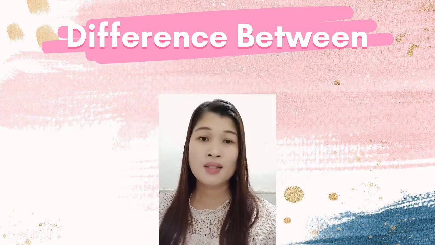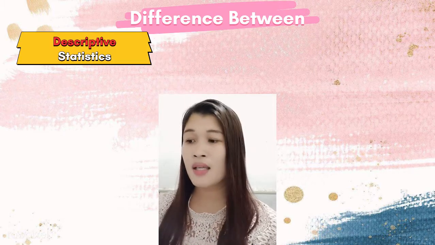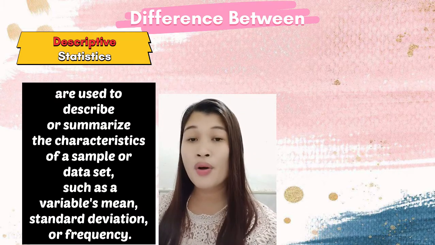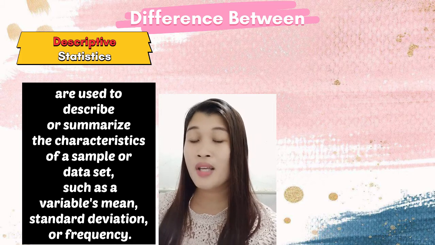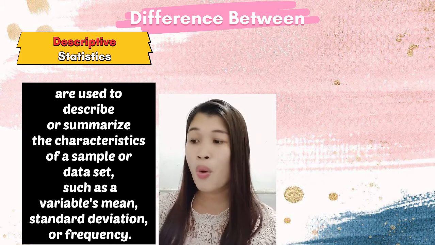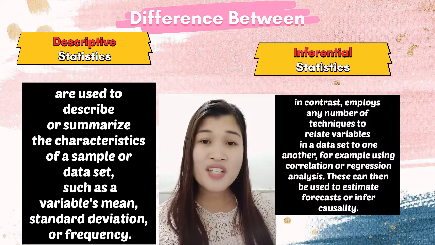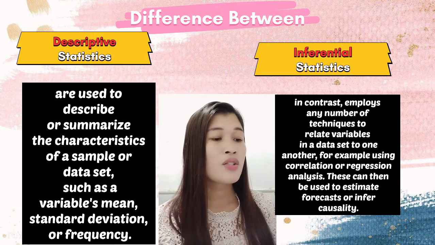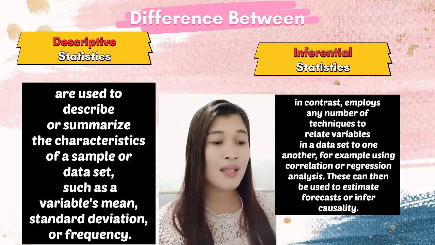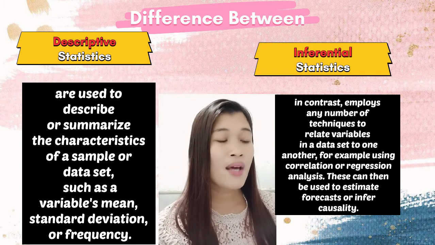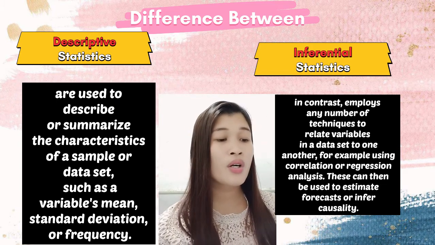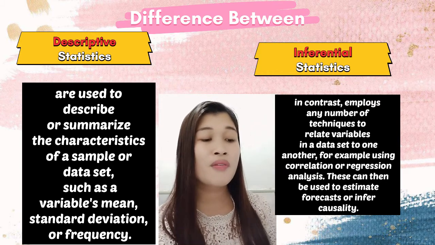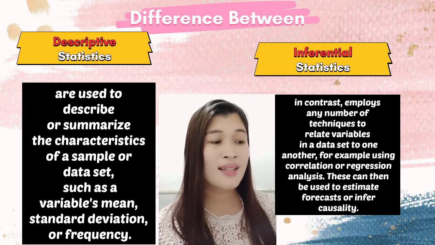What is the difference between descriptive and inferential statistics? It says here that descriptive statistics are used to describe or summarize the characteristic of a sample or data set, such as variables, means, standard deviation, or frequency. Inferential statistics, in contrast, employs any number of techniques to relate variables in a data set to one another. For example, using correlation or regression analysis. This can be used to estimate, forecast, or infer causality.